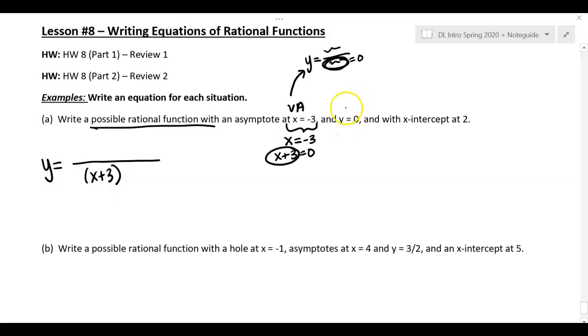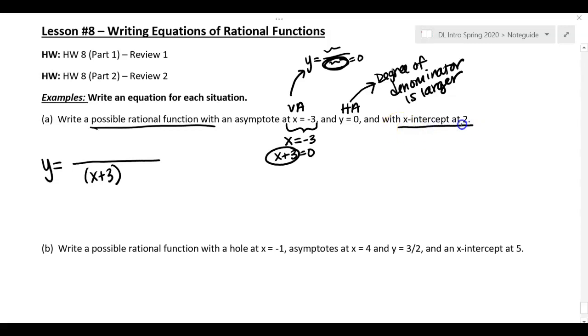y equals 0, since it's y equals, that's a horizontal asymptote. Remember, this tells us the degree of the denominator is larger. I'm not going to fix that yet because I want to wait and see what else goes into the equation that might change the degree. And then at the end, I'll check if that requirement is met. And if it's not, I'll make sure that it's met.